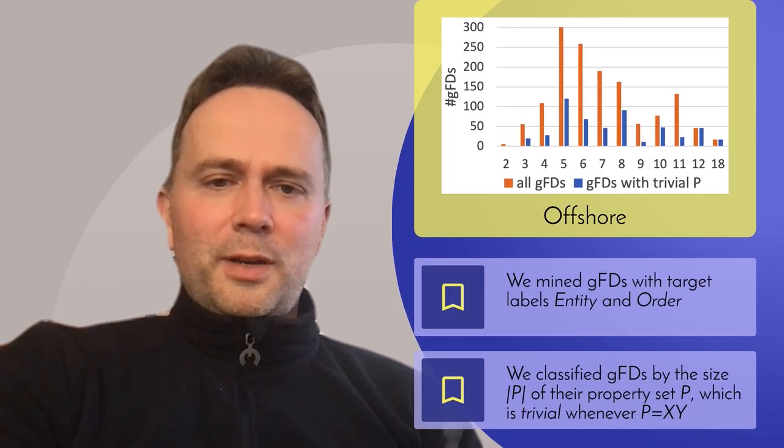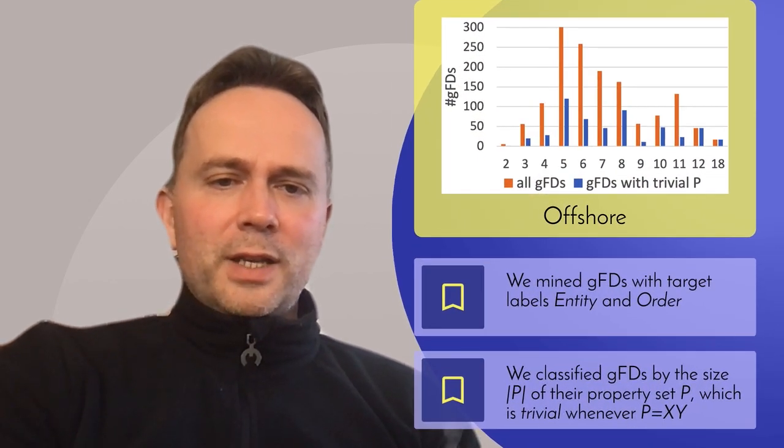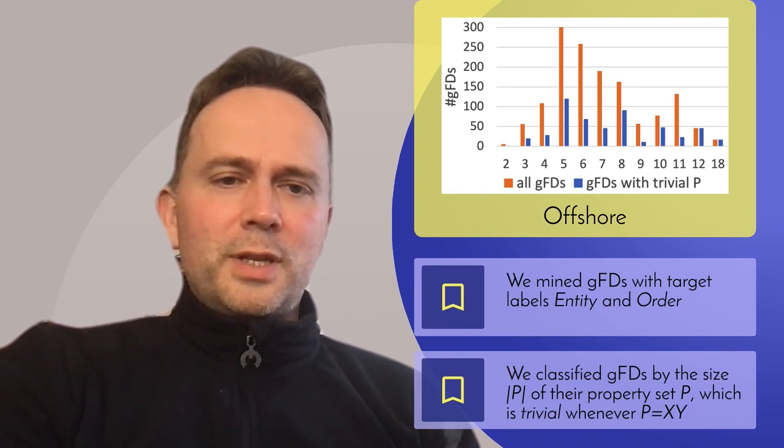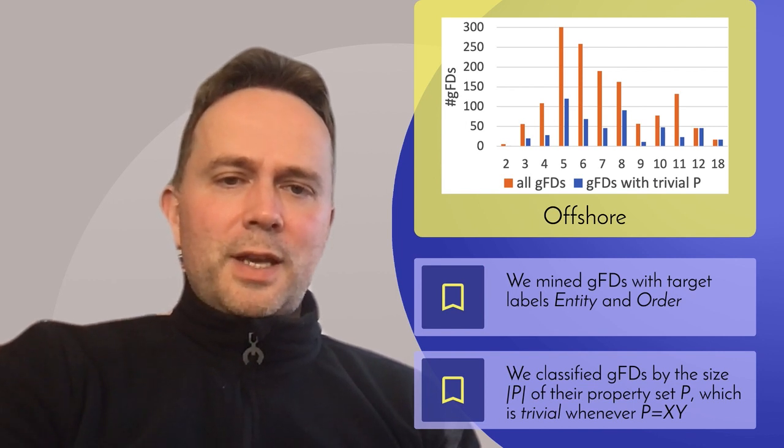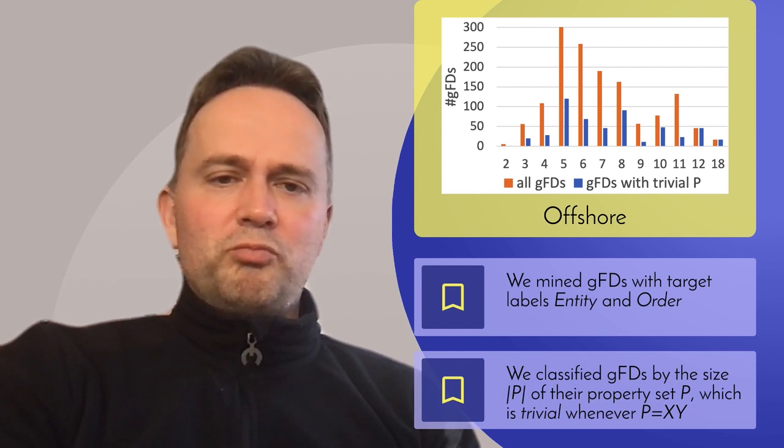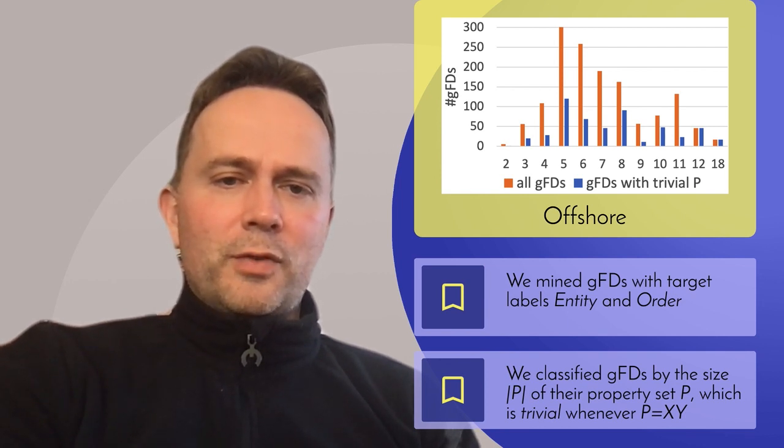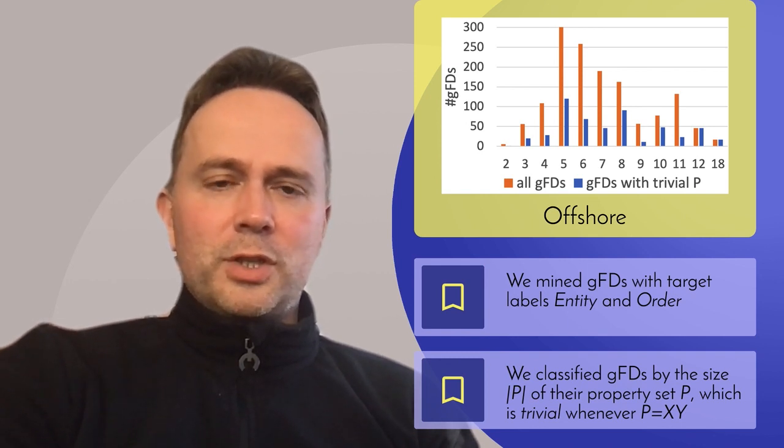So we could then, for example, classify the graph functional dependencies that we mined according to the number of properties that they actually exhibit, and that leads to this distribution, if you like. And here you can see the number of graph functional dependencies with this cardinality of properties. It's trivial if the properties only contain those that are present in the functional dependency itself, no additional properties.